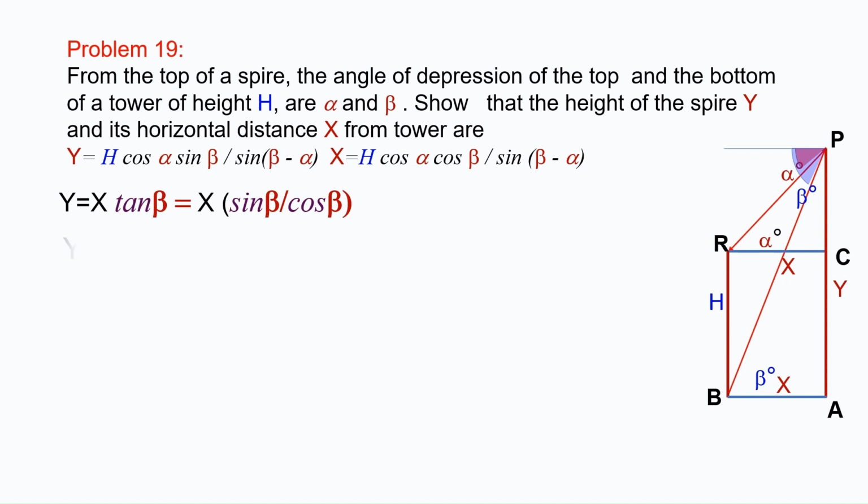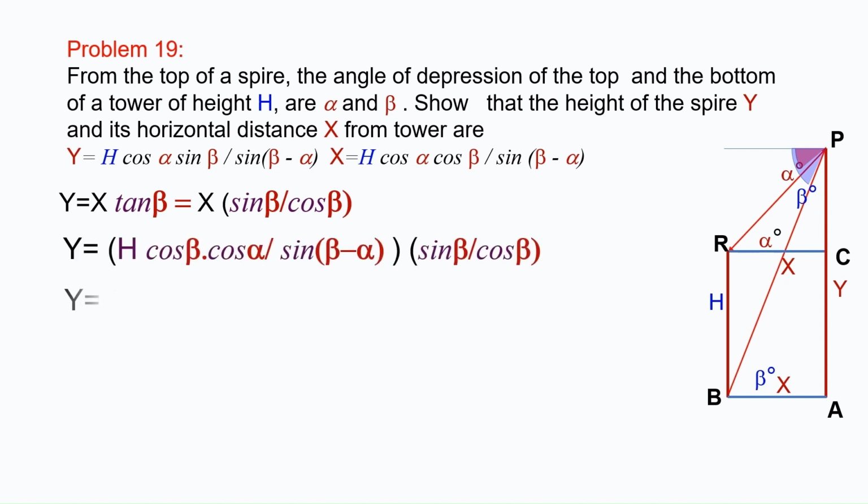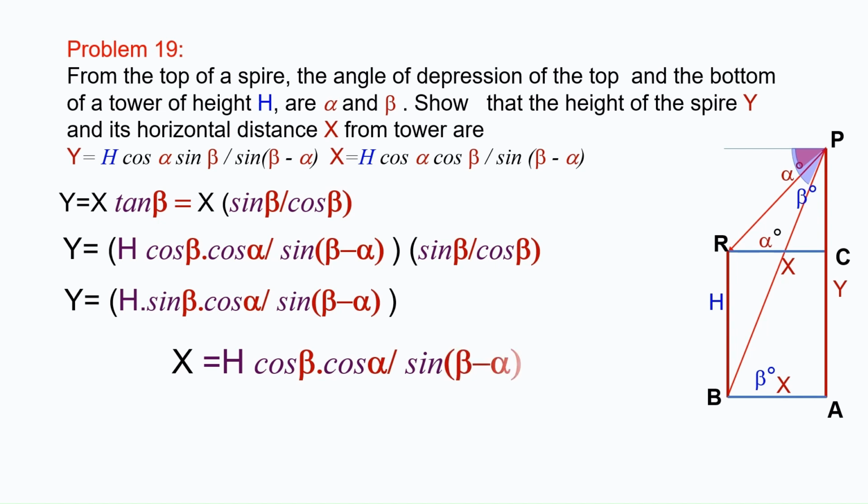Similarly, we solve for y by putting the value of x. We get the desired result. The height of the spire y equals h times the cosine of alpha into sine of beta divided by sine of beta minus alpha. And its horizontal distance x equals h times the cosine of alpha into cosine of beta divided by sine of beta minus alpha.